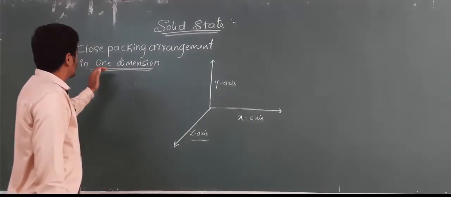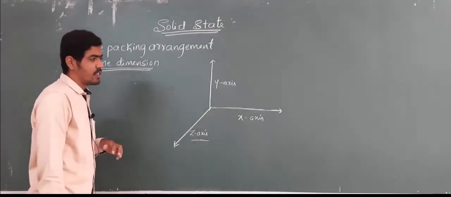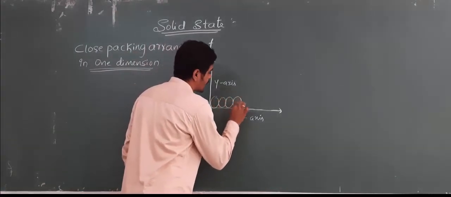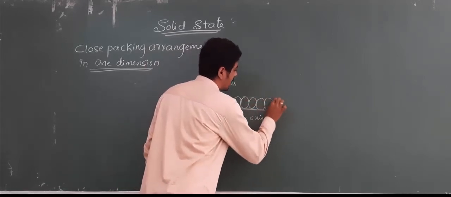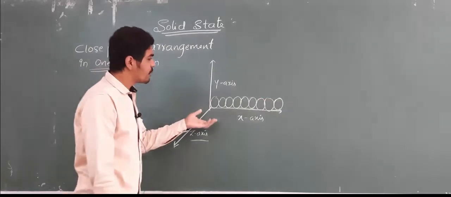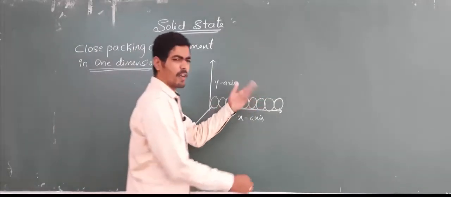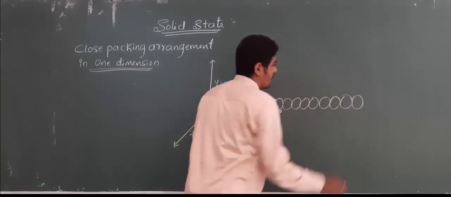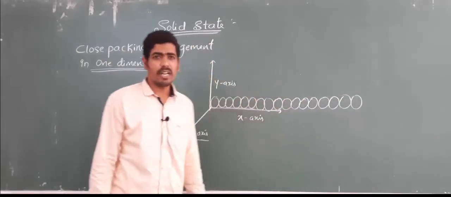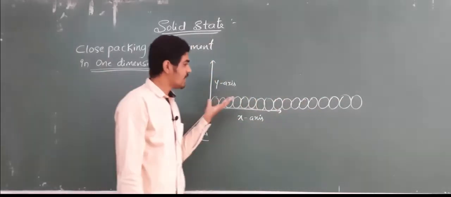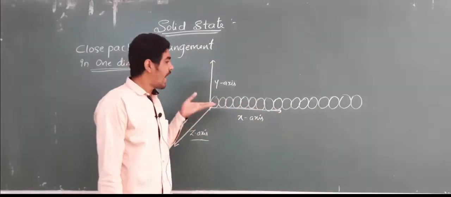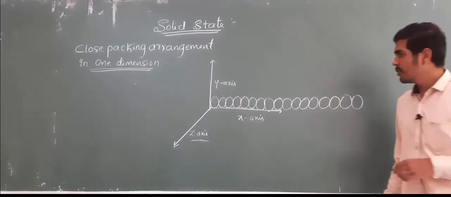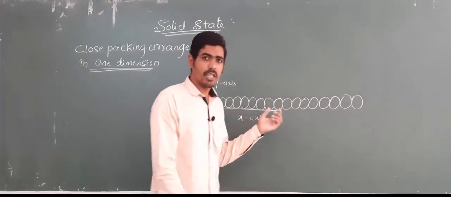Now, here first we look at one dimension. One dimension means the particles can move only along the x-axis. In this manner, we can represent the arrangement of particles. You may join an infinite number of particles. So, this is one dimensional arrangement. When the particles are attached with each other and plotted in one dimension, then such type of arrangement is said to be close packing in one dimension.